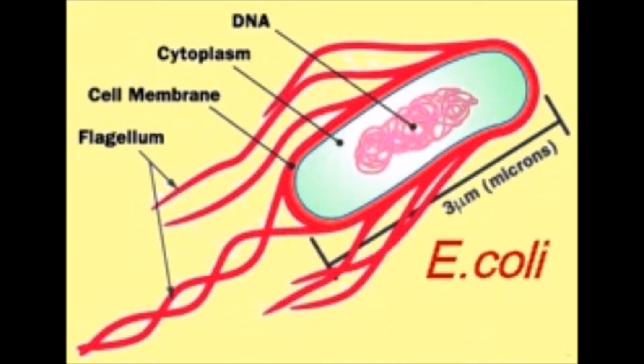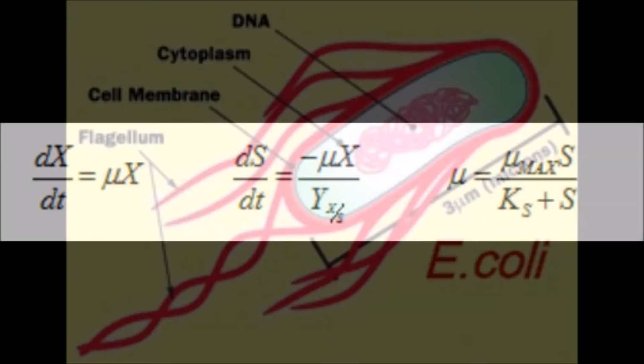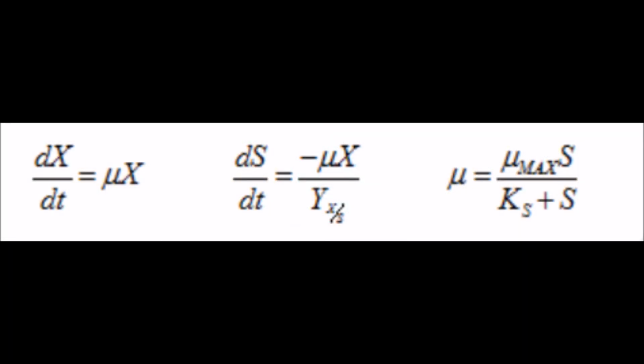After taking samples for 6 hours, we were able to construct a bacterial growth curve to determine the growth parameters of the E. coli in the bioreactor and the inoculated flasks. The three equations on screen govern the kinetic parameters for the growth of E. coli. X denotes biomass concentration, S denotes substrate concentration, mu denotes the growth parameter where mu max is the maximum growth rate, Ks is the Monod constant, and Y sub xs is the maintenance coefficient, which is approximately 0.5.